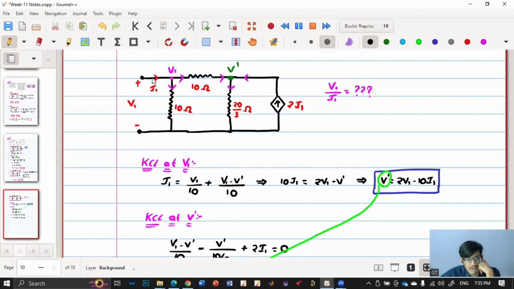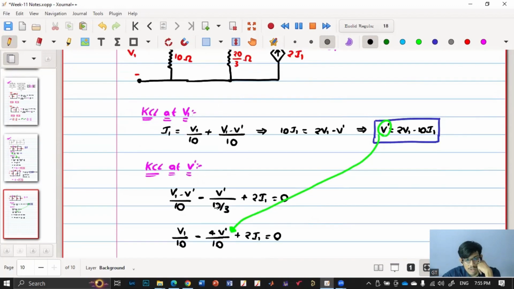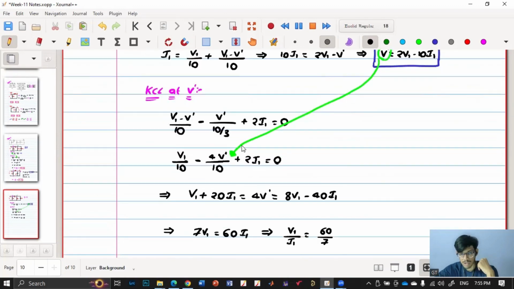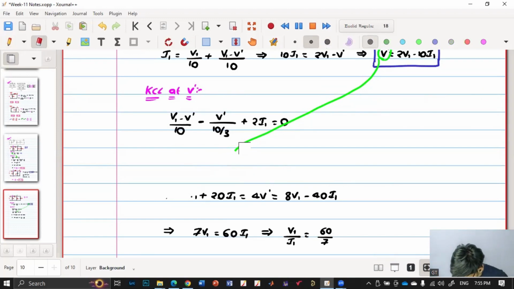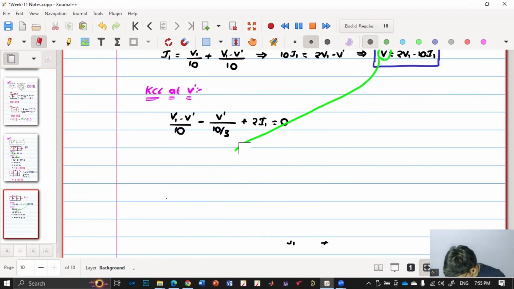So I1 is equals to V1 by 10 plus V1 minus V dash by 10. Okay. And 10 I1 is equals to 2V1 minus V dash. So V dash is 2V1 minus 10 I1. Now here we have V1 minus, sorry, this is not 10 by 3, this is 20 by 3. Okay, so this is our another mistake. Right. Okay, let us redo it again. This is equals to 0, and this is not 10 by 3, this is 20 by 3.